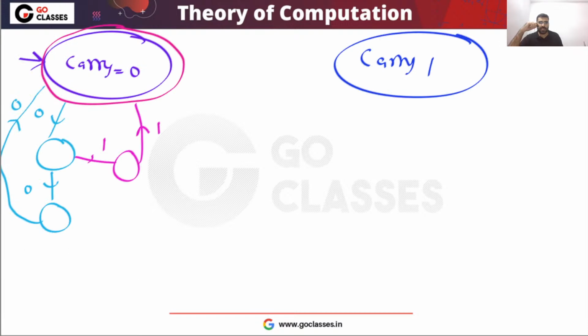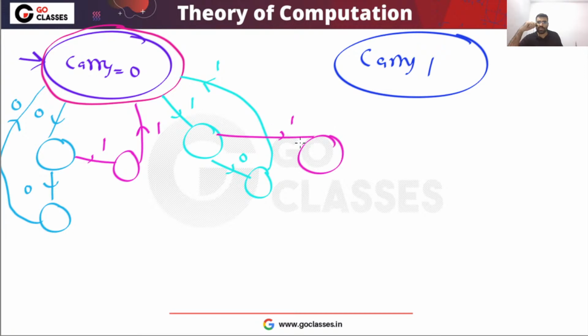Very simple. Now similarly, in this state if 1 comes and then next is 0, then the next symbol must be 1, and I will go to carry 0 state. But after 1, if 1 comes, then the next symbol must be 0, and I will go to carry 1 state. Very simple. The remaining arrows will go to the dead state.